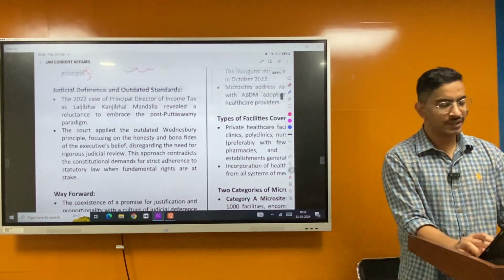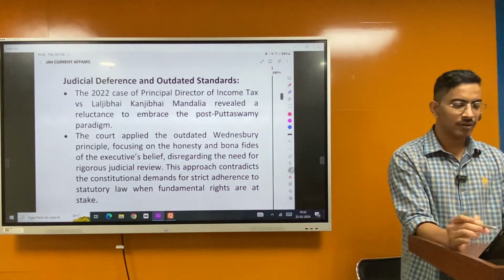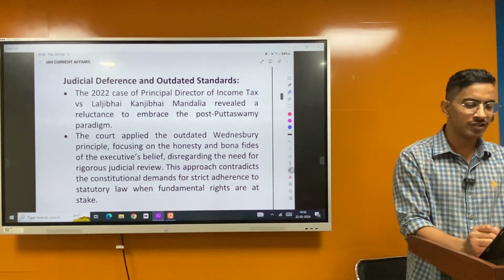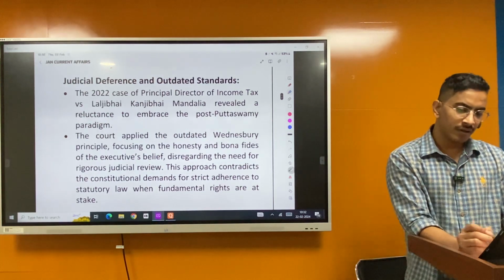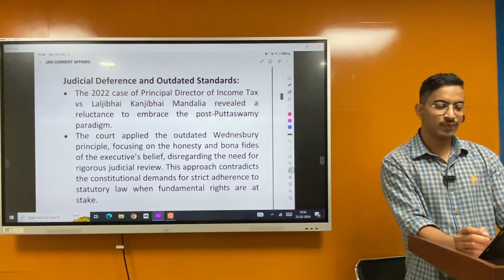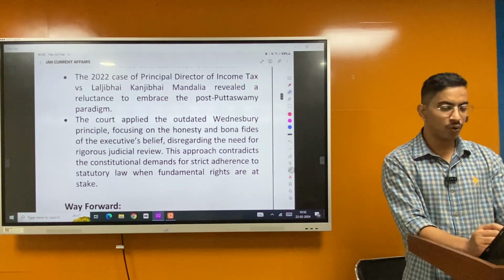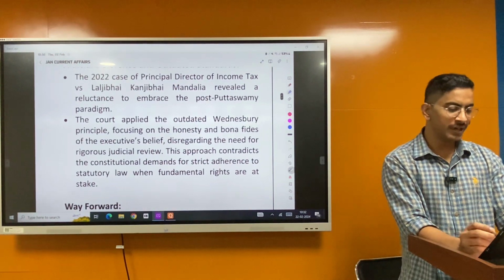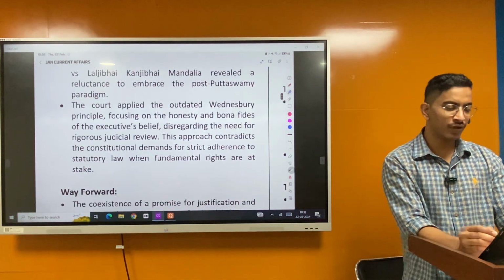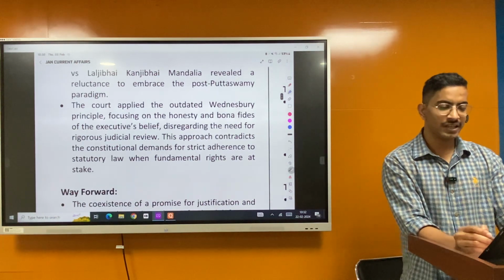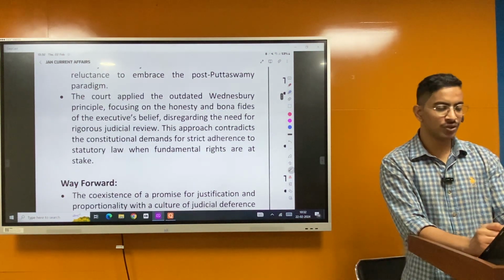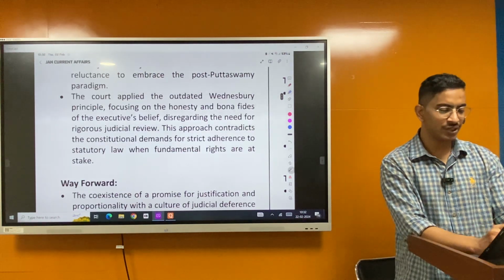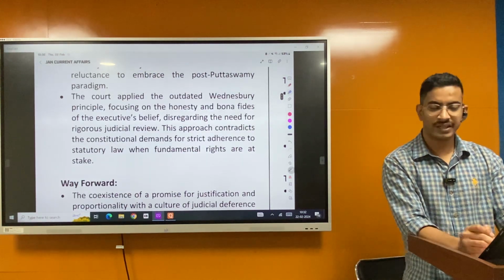Judicial deference and outdated standards. The 2022 case of Principal Director of Income Tax versus Laljibhai revealed a reluctance to embrace the post-Puttaswamy paradigm. The court applied the outdated Wednesbury principle, focusing on the honesty and bona fide of the executive belief, disregarding the need for rigorous judicial review. This approach contradicts the constitutional demand for strict adherence to statutory law when fundamental rights are at stake.